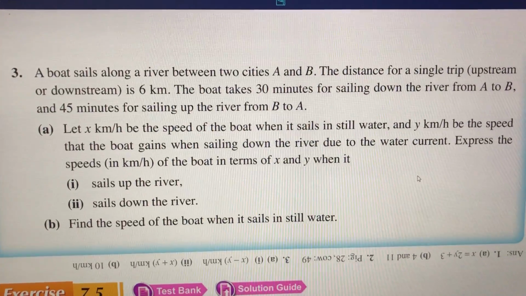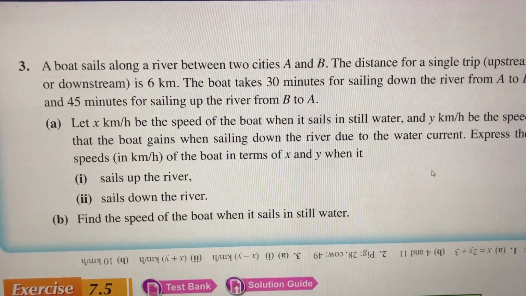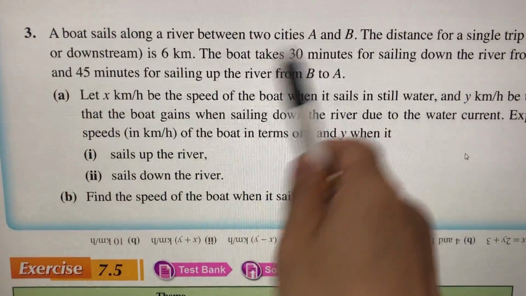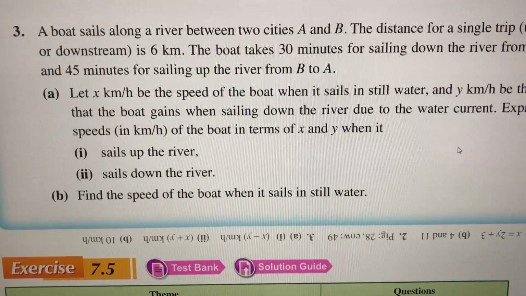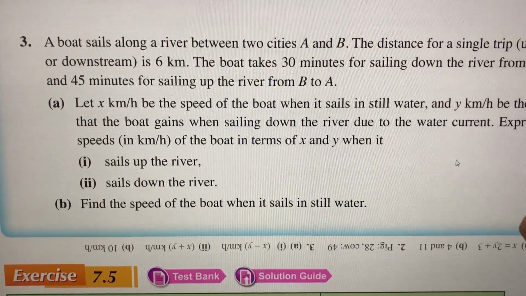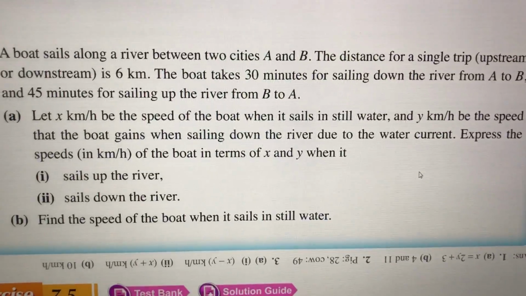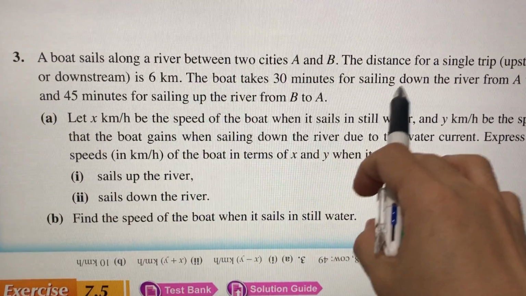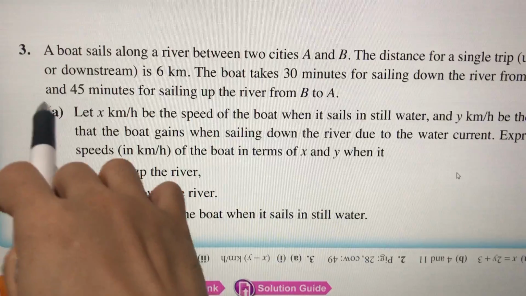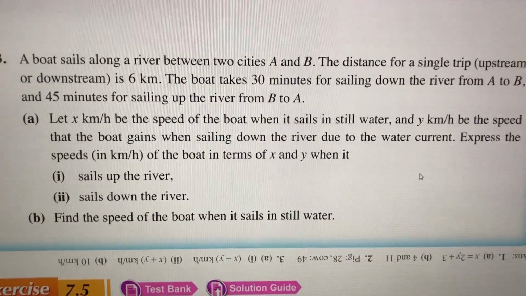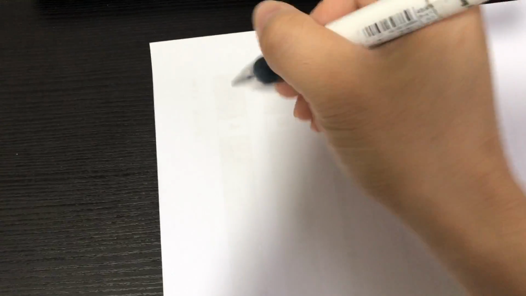We say that there is a boat that sails along a river between two cities A and B. The distance for a single trip, whether upstream or downstream, is 6 kilometers. The boat takes 30 minutes for sailing down the river from A to B, and 45 minutes for sailing up the river from B to A. So let's draw a simple diagram to try to understand this question.